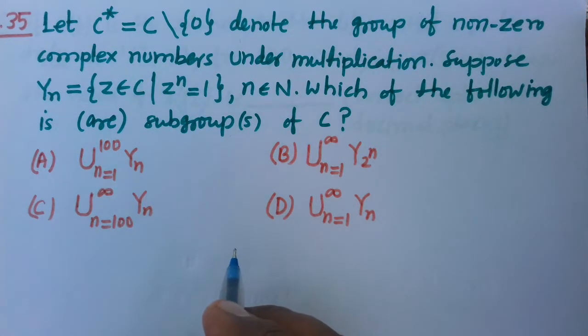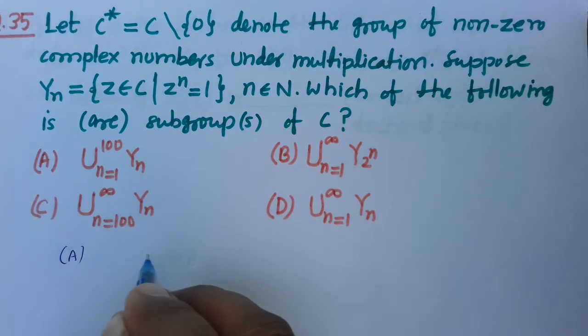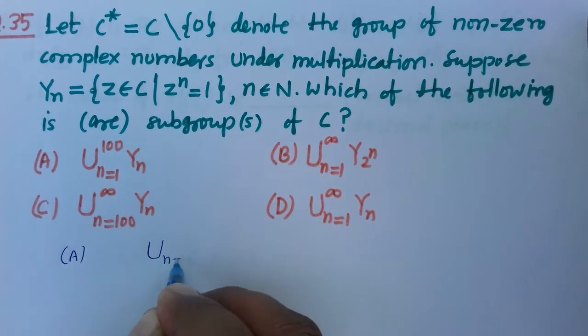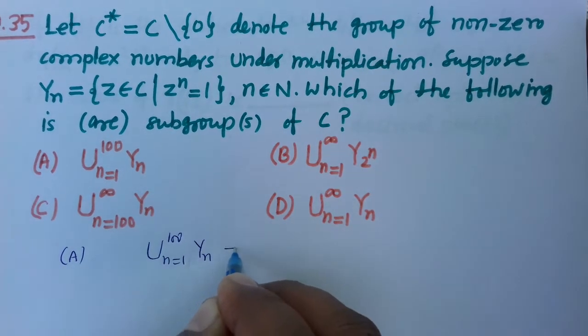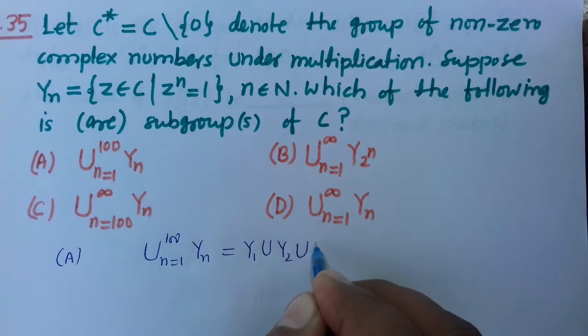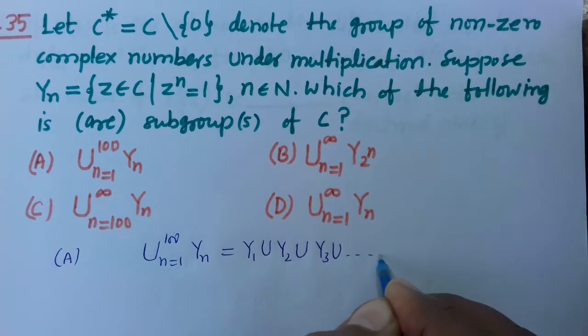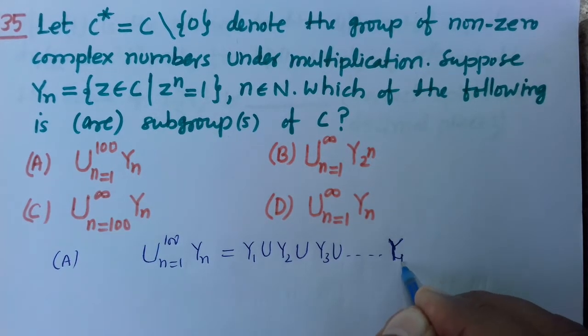We go option-wise. First see option A. In option A you see n equals 1 to 100, Y_n. This means that Y1 union Y2 union Y3 union ... union, at the last, Y100.